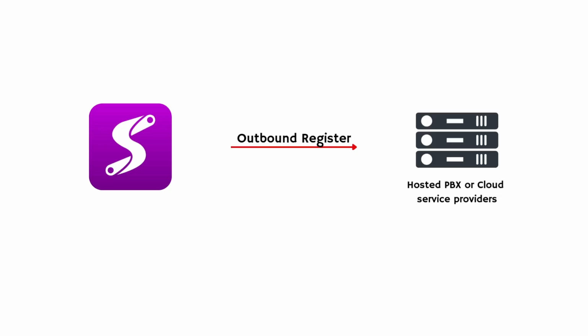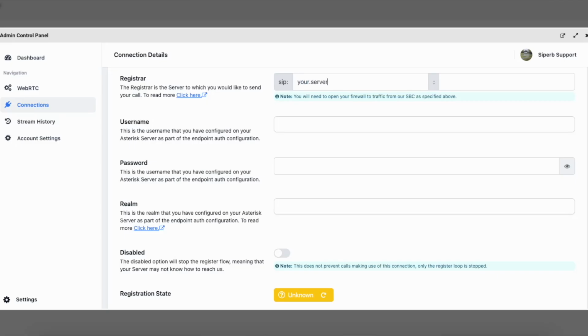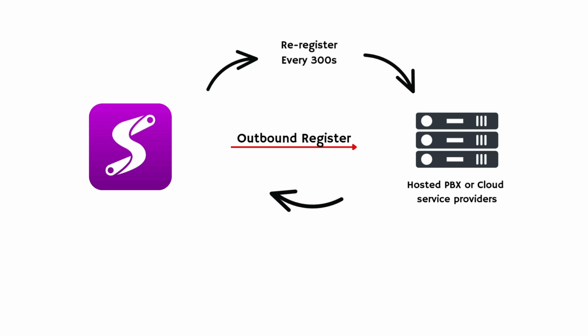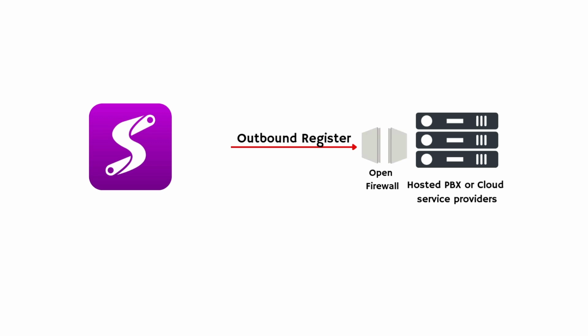Outbound registration. This requires you to enter the SIP details from your PBX or ISP into our system. We then send register messages to your servers, maintaining an ongoing registration flow. This setup acts as a snap-in replacement for desktop phones or a similar soft phone. We will typically re-register every 300 seconds unless your server has a maximum expiry time set. One important note, you must open your firewall to our session border controller for this connection type to work.